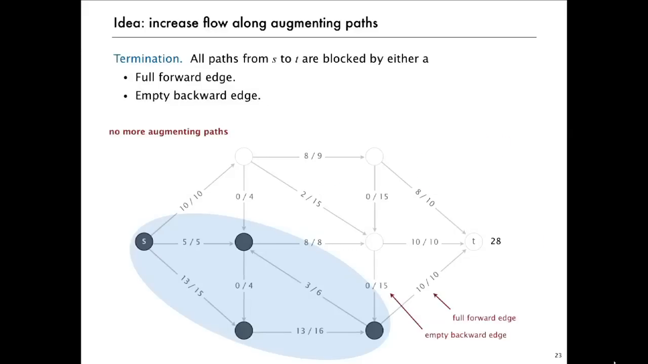And the algorithm terminates when there's no way to find an augmenting path from S to T. And what does that mean? That means that every augmenting path, every path from S to T contains either a full forward edge or an empty backwards edge. We can't put more flow through a forward edge, and we can't remove flow from an empty backward edge. When there's no more augmenting paths, the algorithm terminates.